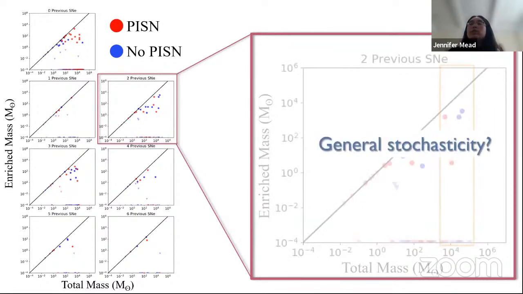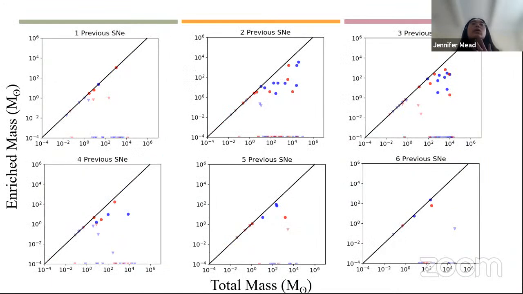And so this begs the question, is there some sort of general stochasticity going on here? So what we can do is look at these plots for 1 through 6 previous supernovae, and you'll notice the same things. At first, there seems to be no pattern between the blue and the red points, or our core collapse and pair instability supernovae. Second, we see a lot of this same scatter within mass bins for total halo mass.